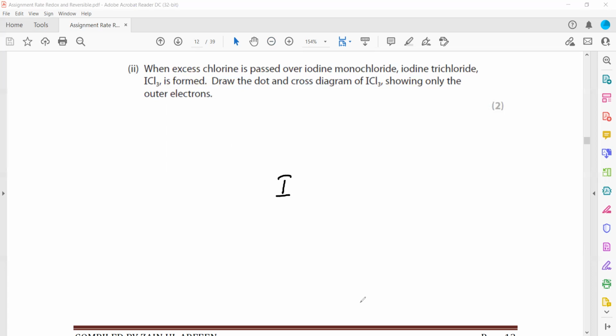Iodine belongs to group 7, so it should share 1 electron. Chlorine also belongs to group 7, so it should also share 1 electron. But this won't be the case here. Why? For example, if chlorine shares 1, iodine shares 1. Chlorine shares 1, iodine shares 1. Then the unshared electrons on chlorine, there will be 6 unshared electrons on each chlorine.